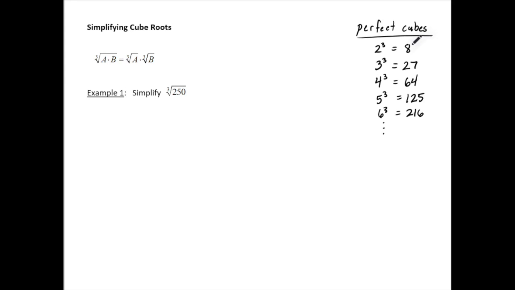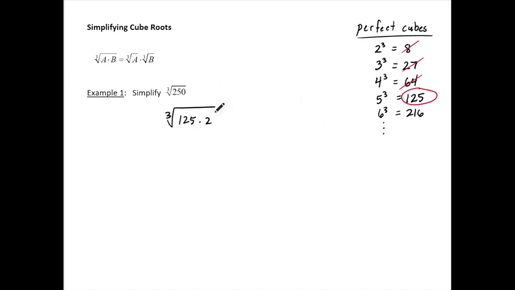So we can go through this list of perfect cubes and see if any of these numbers divide evenly into our given number. In this case, the first three perfect cubes do not divide evenly, but 125 does. 250 divided by 125 is equal to 2. That means that we can write 250 as the product of 125 times 2.